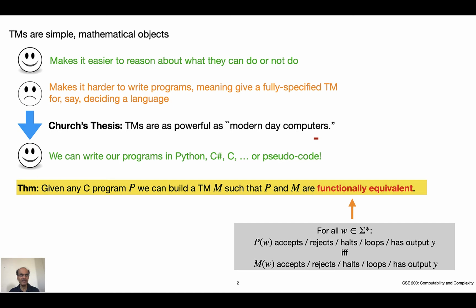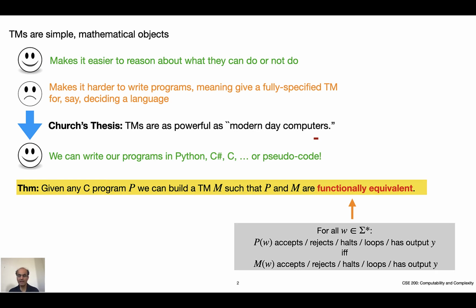So right now I said that Turing machines are as powerful as modern-day computers. So let's elaborate a little bit as to what that might mean. We would be looking at a formal theorem, which says that if I give you a program P in the C programming language, using C as an example, it's possible to build a Turing machine M such that the original C program and my Turing machine are functionally equivalent. So they're the same in the following way.